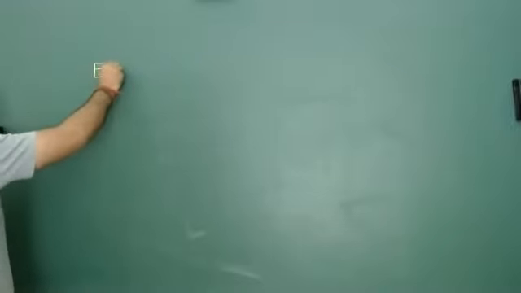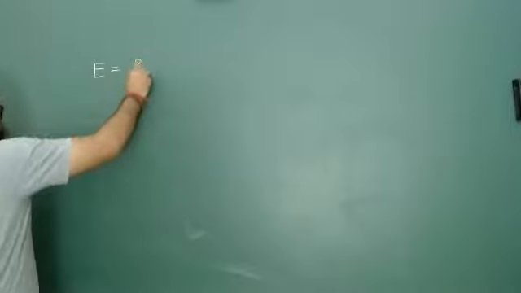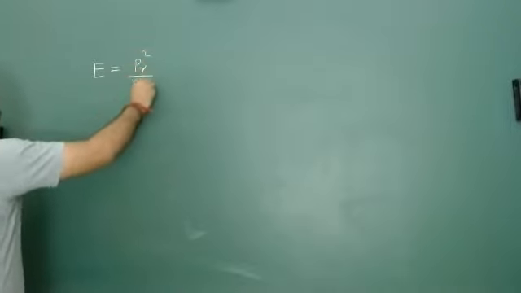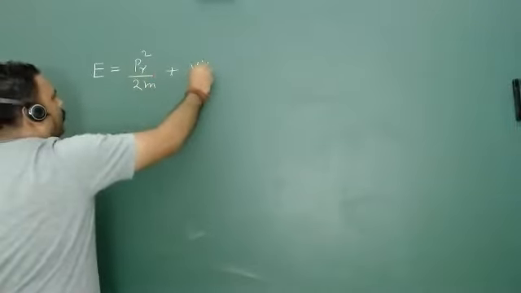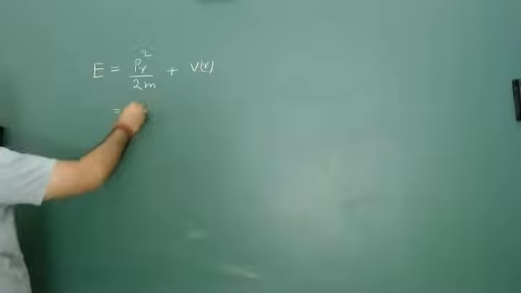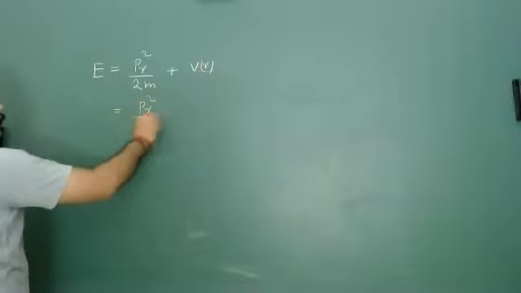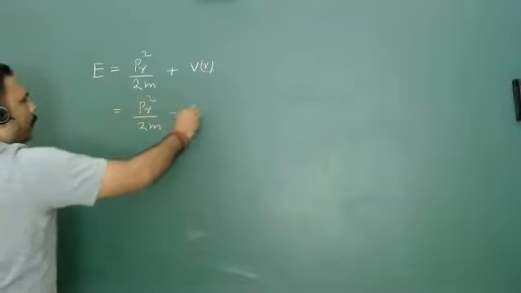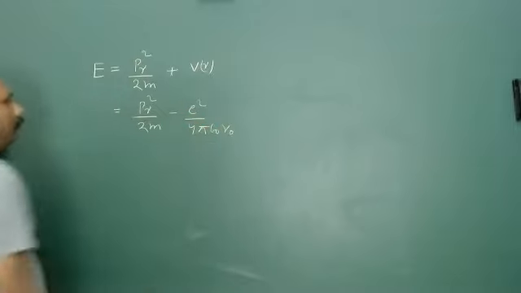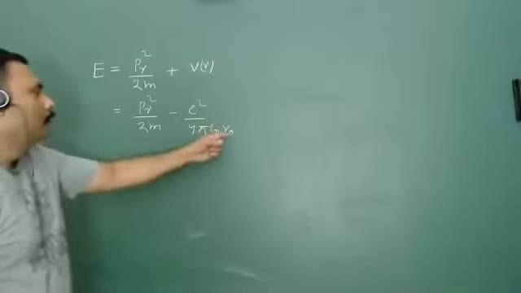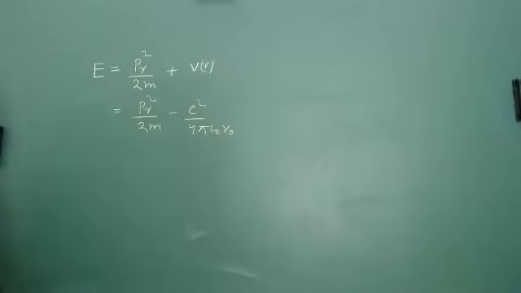So what is energy? Energy is all about, let's say, p_r squared upon 2m plus potential energy, let's say V(r). And you know the potential energy for the hydrogen atom is p_r squared upon 2m minus e squared upon 4 pi epsilon naught r. This is r, not r naught. Suppose this is my potential.